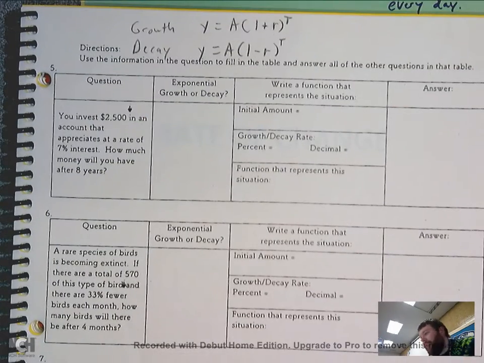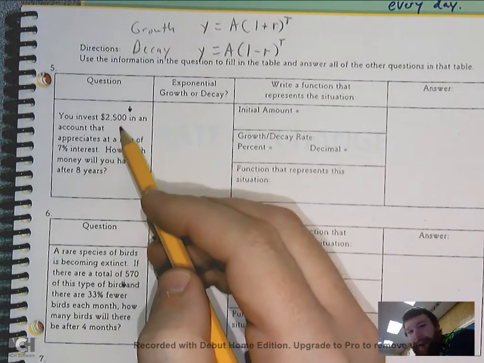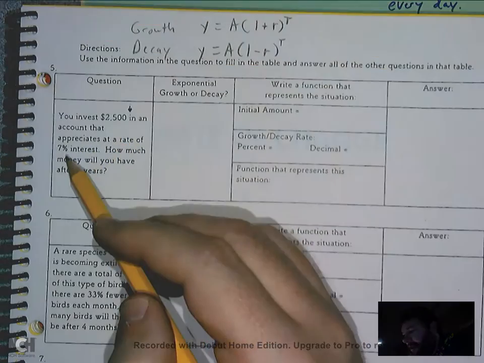So you invest $2,500 in an account that appreciates.